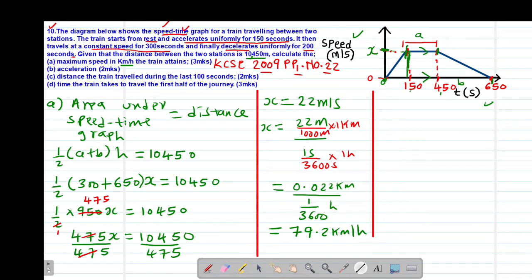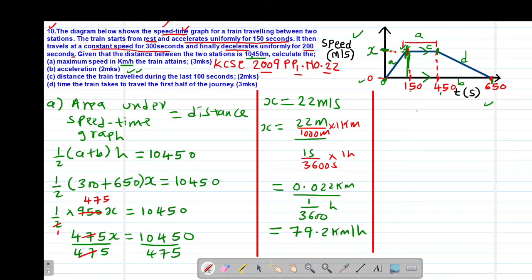Then we can move to part B of the question. Part B wants us to find the acceleration. So remember, the body is accelerating between rest up to the maximum speed. So this is the only period where our body is accelerating, because at this particular point the body remains constant, then at the last part the body is decelerating.